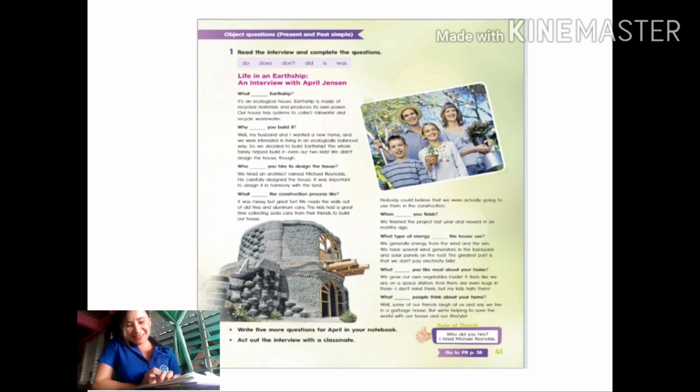The next one is: we grow our own vegetables inside. It feels like we are on a space station, and there are even bugs in there. I don't mind them, but my kids hate them. The correct word is do. And the sentence is, what do you like most about your home? ¿Qué te gusta más de tu casa?